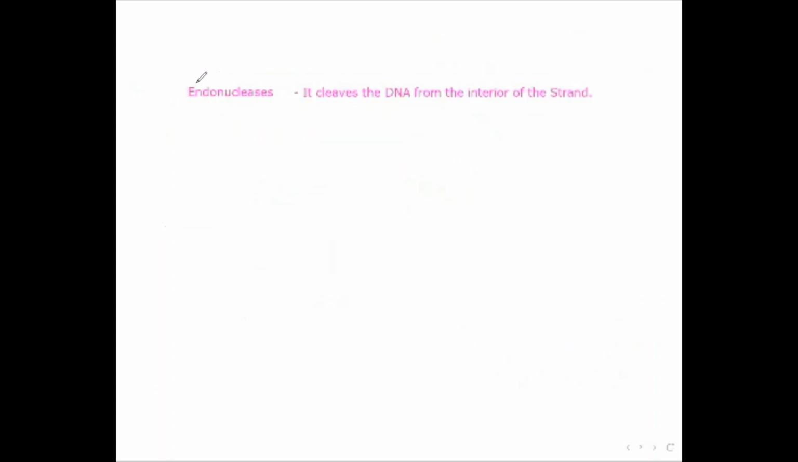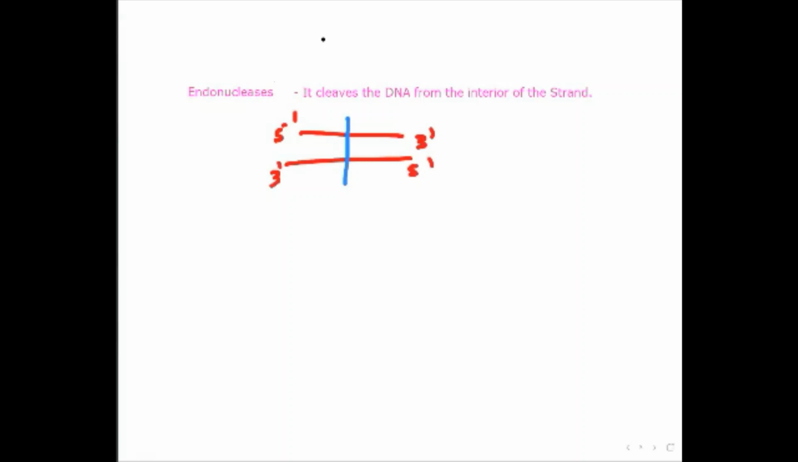Now let's talk about endonucleases. What do endonucleases do? They cleave the DNA from the interior. For example, this is 5 prime to 3 prime, this is the DNA. So how does it cleave? It cleaves the DNA from the middle. This is the way it cleaves the DNA. Let's learn more about the endonucleases. In endonucleases, you have deoxyribonucleases.